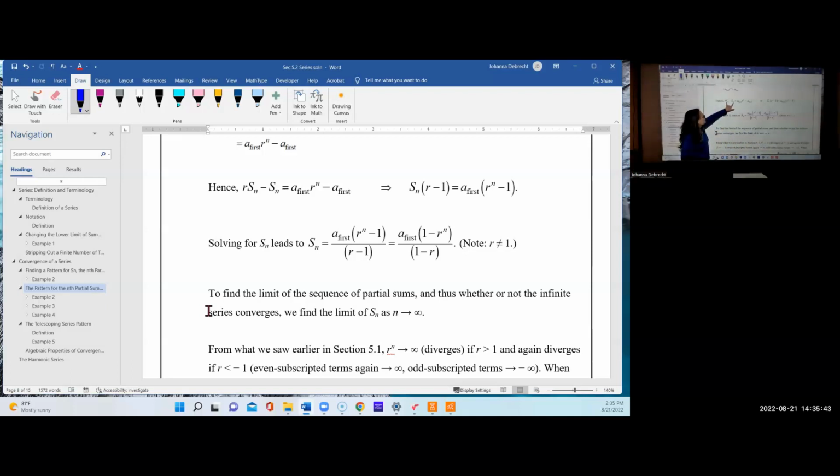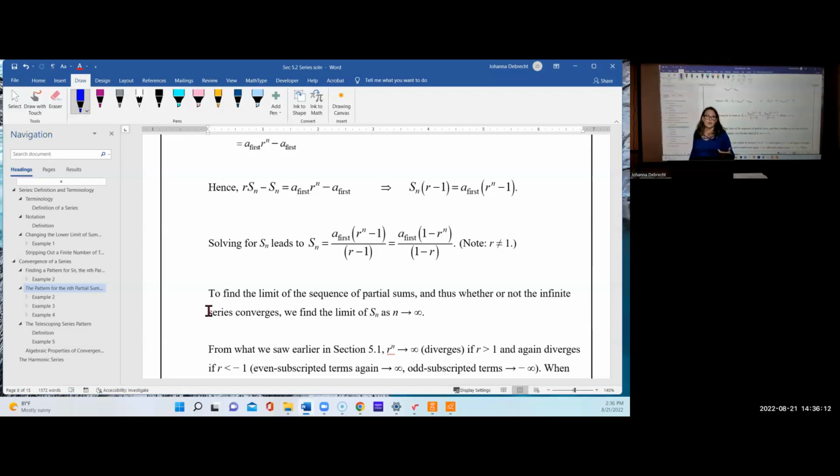So the first thing we do on the left is we factor out the common factor of S sub n, and that gives us S sub n times r minus 1. On the right, we factor out the common factor of a first, which gives a first times the factor r to the n minus 1. Now you know where I'm going, right? We're trying to find a formula for S sub n. Note that what we're going to have to do is divide both sides by r minus 1.